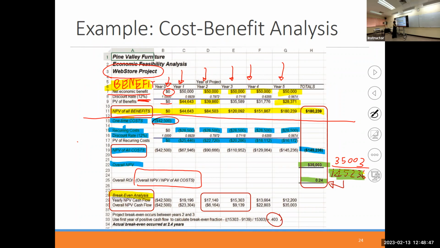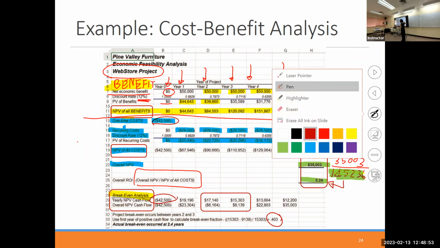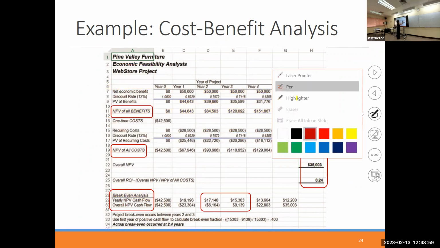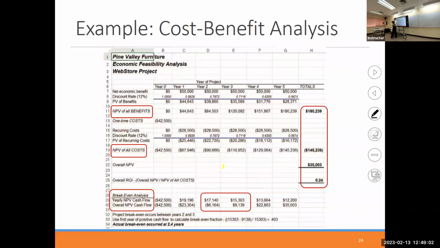Okay, yearly NPV is here. Let's look at this number. For year 0, this is benefit 0. This is cost. Okay, so yearly NPV cash flow means that you lose, right? You pay 42,500. You get benefit of 0. So making a subtraction, you lose 42,500.